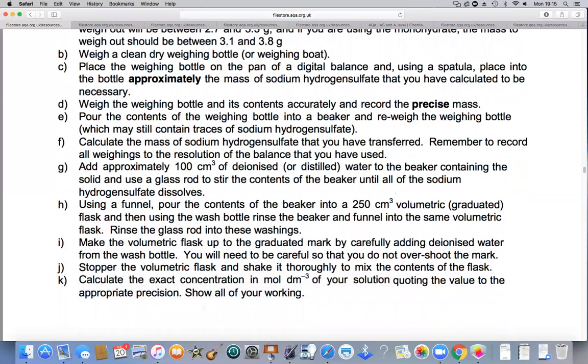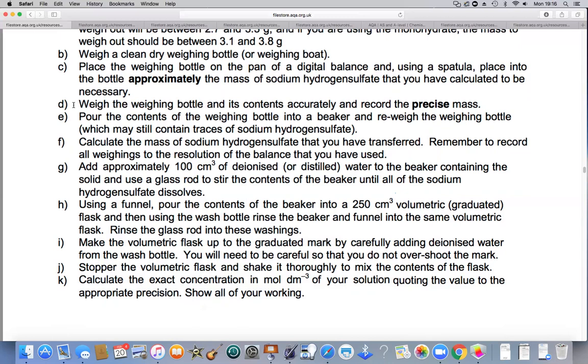So the procedure here, you will have done this. You may not have done it exactly this way, I'll come to that in a minute, but the procedure is described here. Weigh your weighing bottle on your digital balance, use the spatula, and place the approximate mass of sodium hydrogen sulfate that you've calculated to be necessary. So if you've calculated 3.0 grams, you place about 3.0. If it says 2.9 or 3.1, that should be okay. You don't have to get it at exactly 3.0.